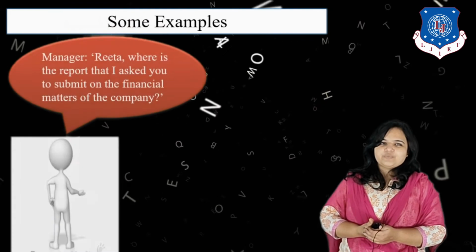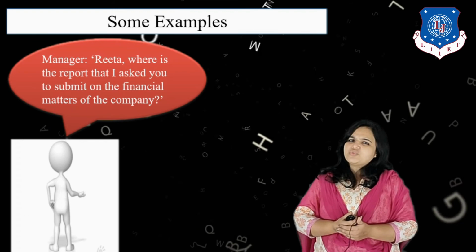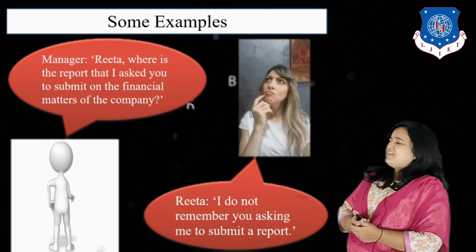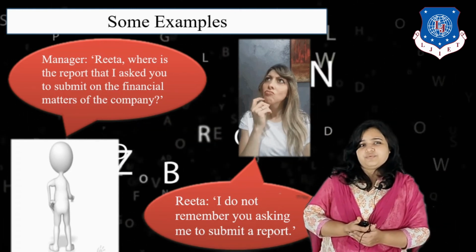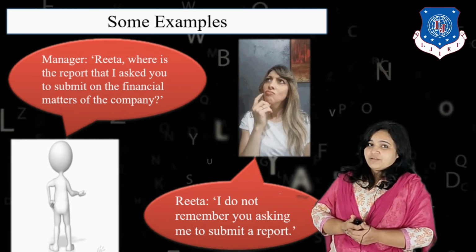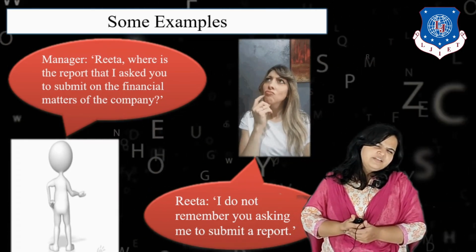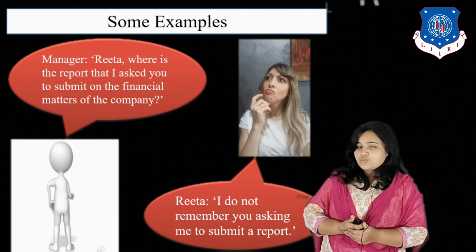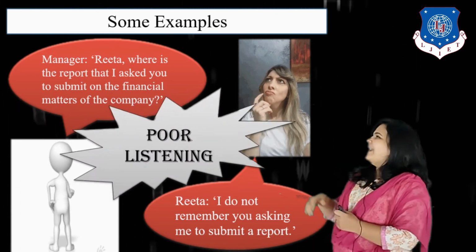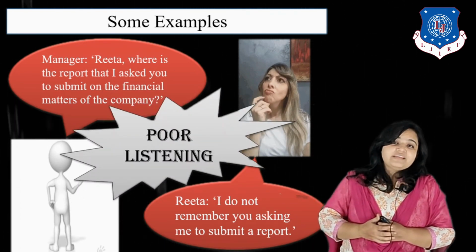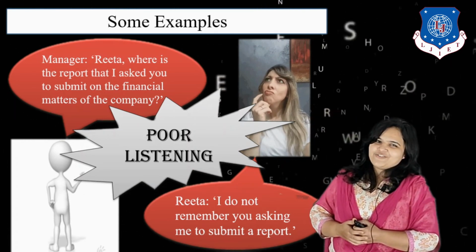Third example is where the boss is asking, where is the sales report which I asked you to submit to me, Rita? Rita says, I do not remember that you asked me for any sales report. Which type of barrier is this? I think this must be one of the interpersonal barriers. Which one is that? Okay, it is poor listening. Our Rita has very poor listening and it led to miscommunication.